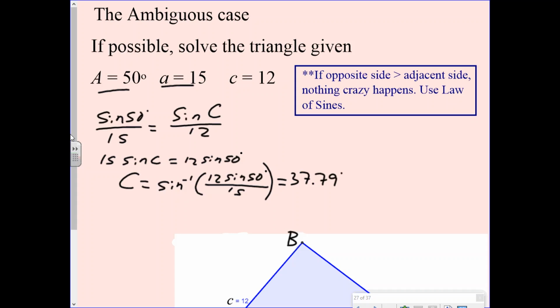Once you find that, that's all well and good. That's angle C. So for my angle B, I know two angles now, so now it's just a subtraction problem. So 180 minus the sum of the two angles that I know.